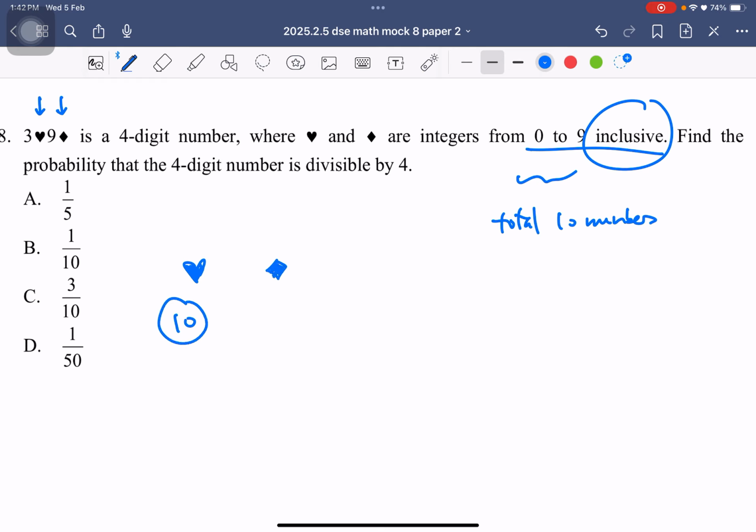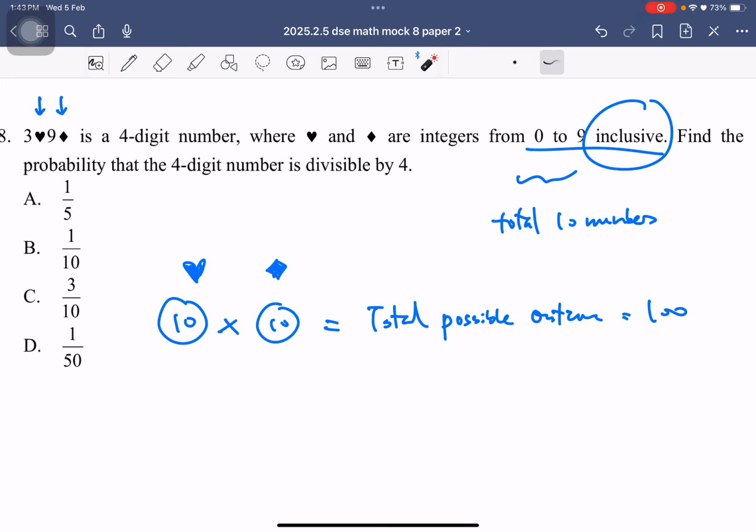For the diamond, how many choices do we have? In general, how many choices can we have? 10. Do you use plus or times? These are two different decisions you need to make, so you need to use times. So the total possible outcome is equal to 100. Now think about it: if you want the number to be divisible by 4, what's the constraint for these last two digits? So you try 8 and 4. It's not. And 4 only. No. 0 and 4. No.